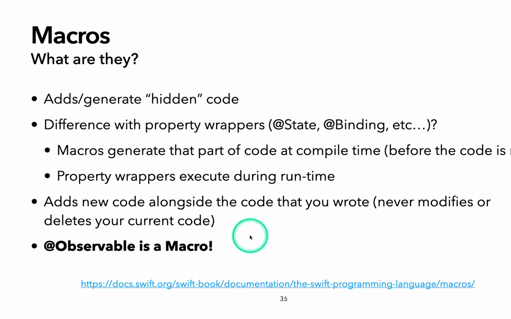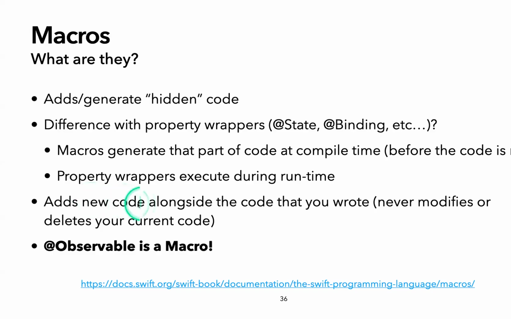Now, macros are like property wrappers in the sense that they add and generate hidden code. You can create a macro that you tack onto something and it will add code for you. The difference is that macros do that generation at compile time, before the code gets run, whereas property wrappers happen while the program is running. So @State and @Binding happen when the program is running, but macros inject code before the program gets run.